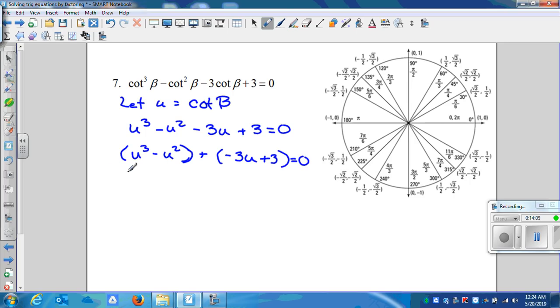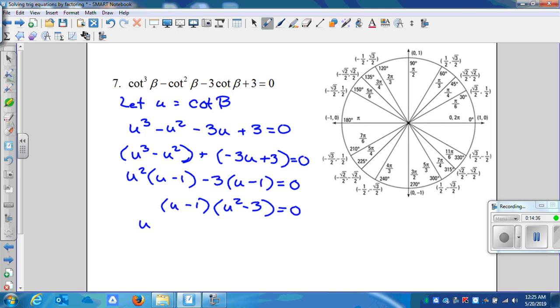First group, greatest common factor is u squared, and you're going to factor out and leave a u minus 1 in parentheses. And in the next group, we're going to factor out a negative 3, and we'll also have a u minus 1. The common group is u minus 1. The leftovers are u squared minus 3. So we have that u minus 1 equals 0, and u squared minus 3 equals 0.